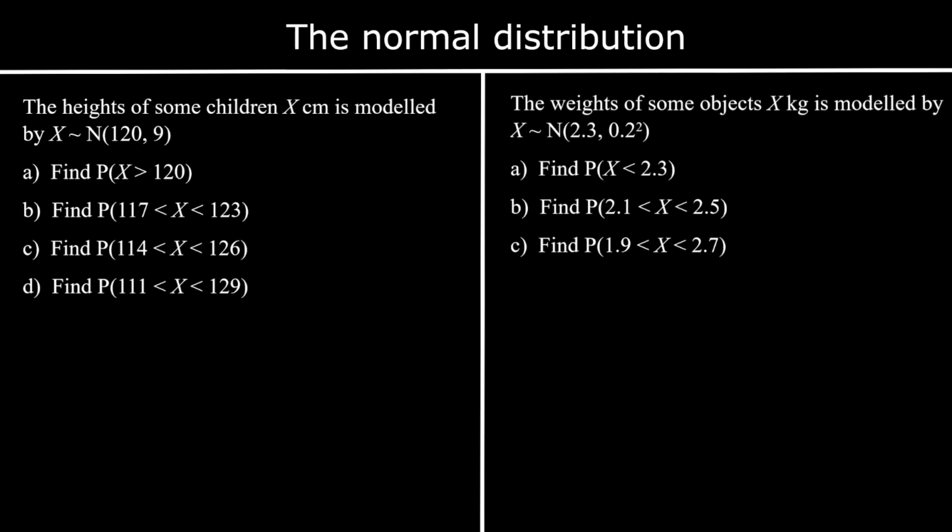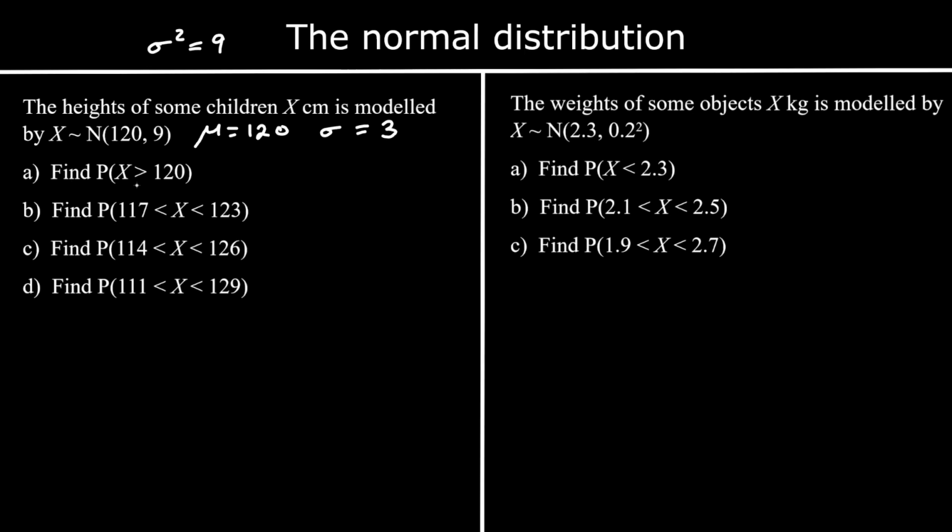The heights of some children, x centimeters, are modeled by x is distributed N. So that squiggly line means distributed. The N means normally. And then we've got a mean of 120. So the mean is 120. That's the center of our bell curve. And the variance is 9. So that's standard deviation squared. So if standard deviation squared is 9, that means the standard deviation is 3.